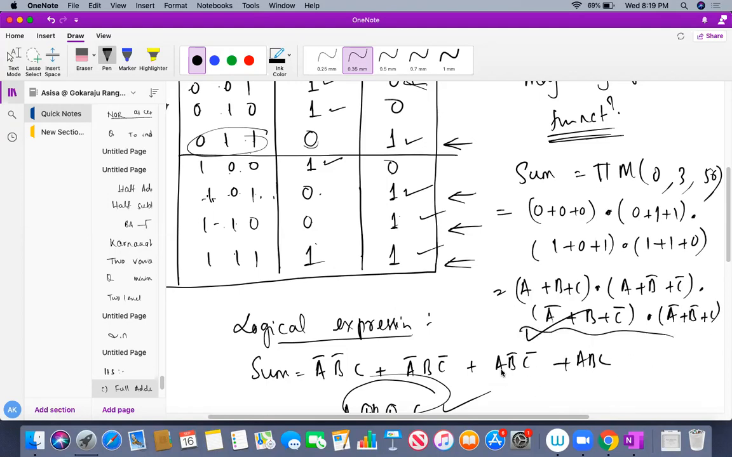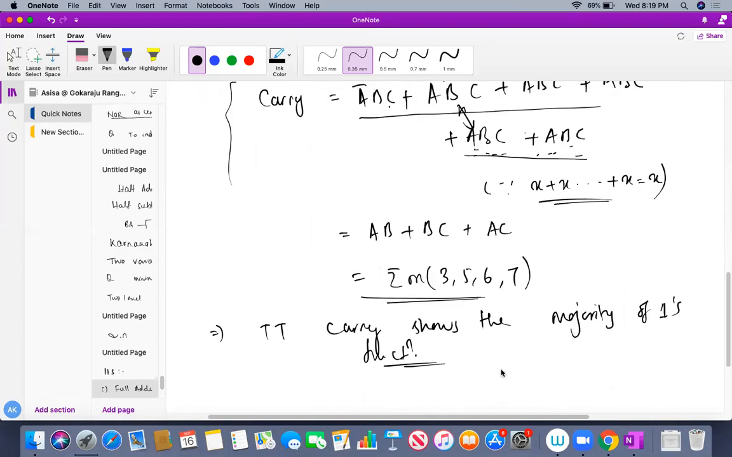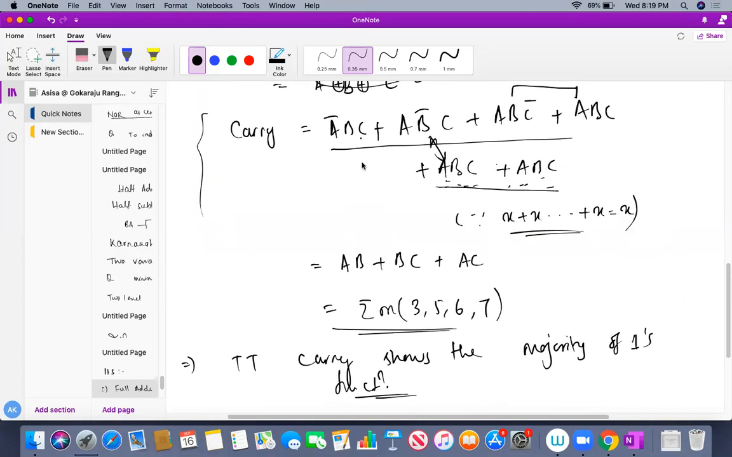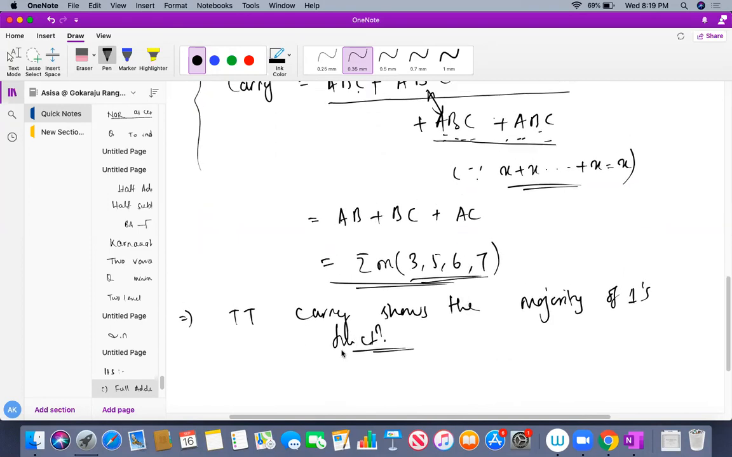Somebody has asked how to express the sum and carry in the form of POS. We can express it like this. Similarly, carry also you can express like this. How? You can just simply take these things. 3, 5, 6, 7 is my carry. The opposite of that can be represented as POS, which is nothing else but 0, 1, 2, 4. This is my carry expression. So I can write this also in my POS.